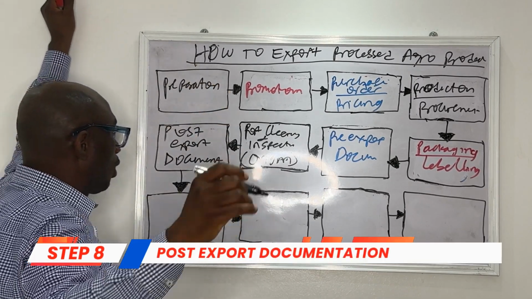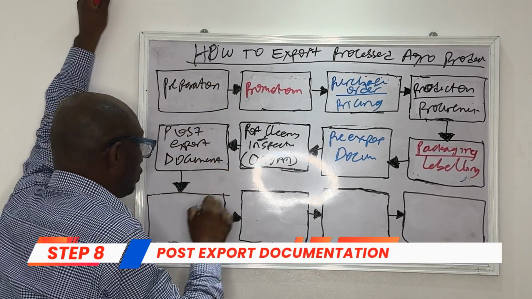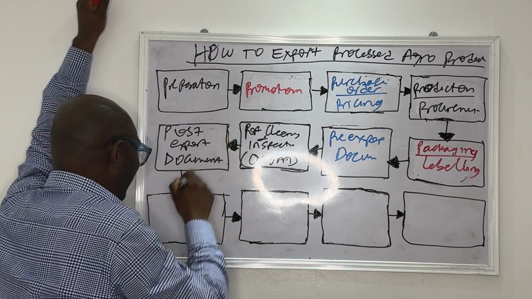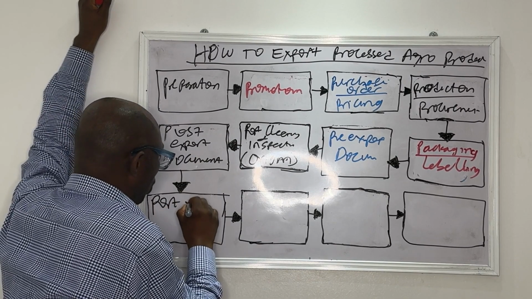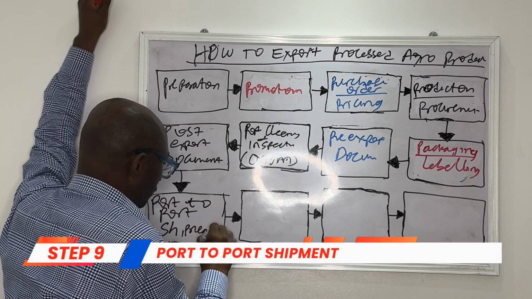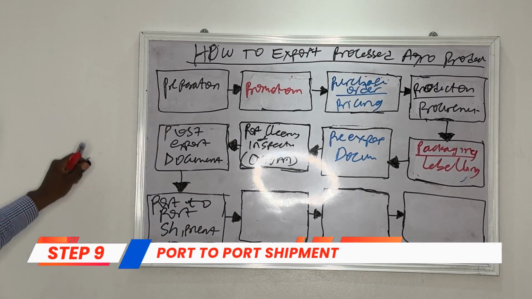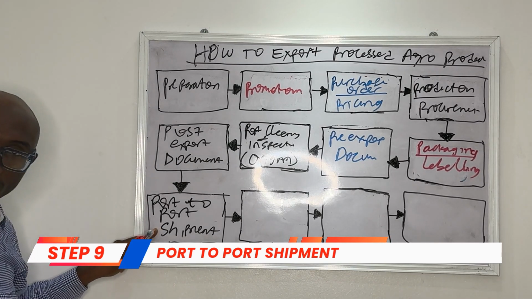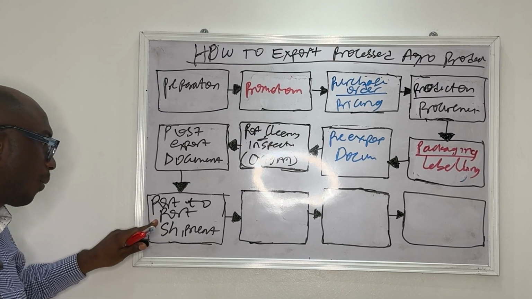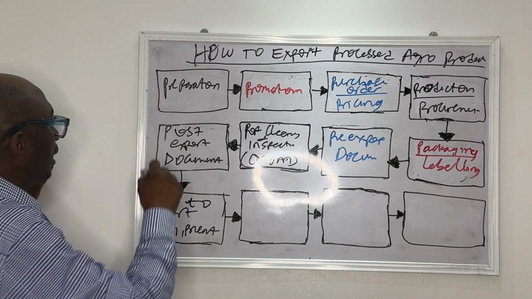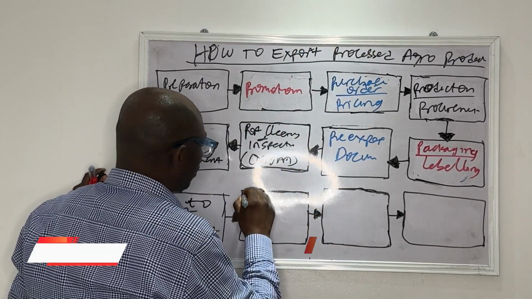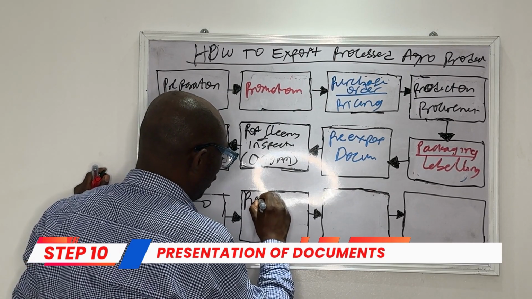Then, immediately I finish the post-export documents, remember, post-export documents are only issued when the good has left. So we now have port to port shipment. The good is going by road, or by rail, or by ship, or by air. Meanwhile, the exporter sends the shipping documents via courier. So it's called presentation of documents.